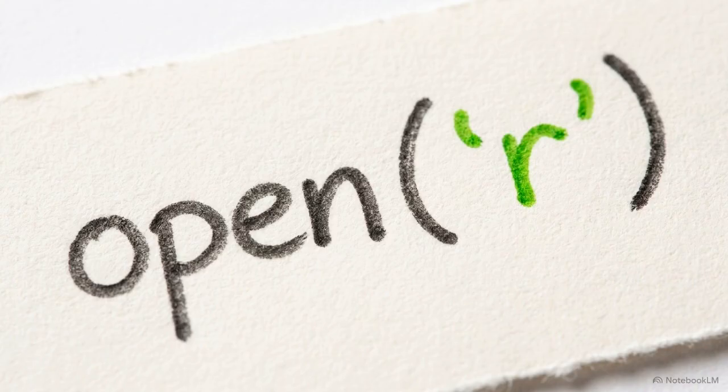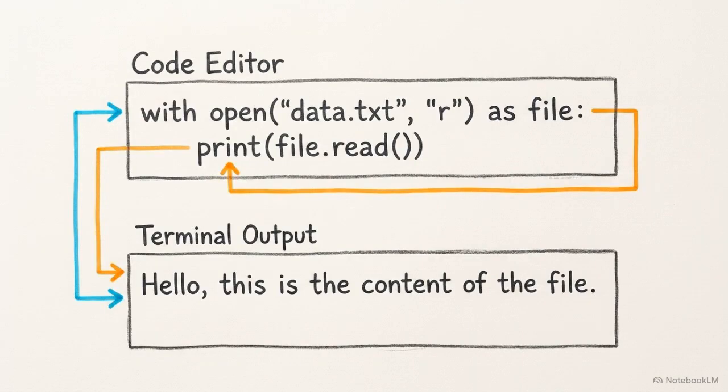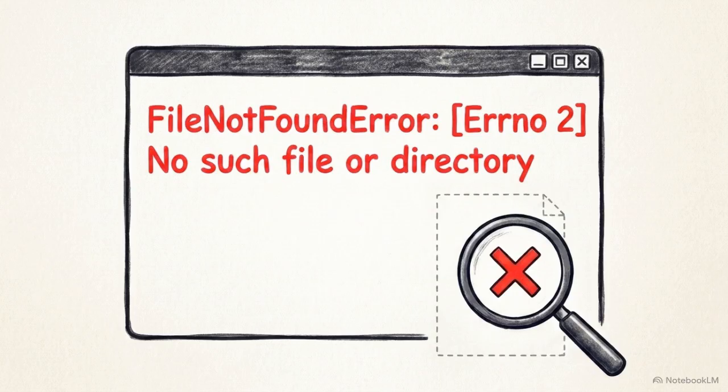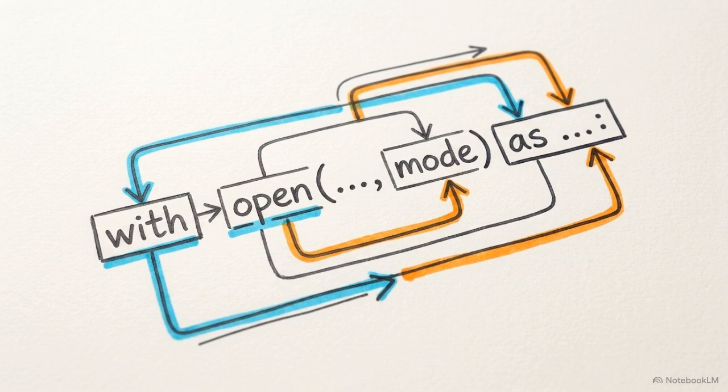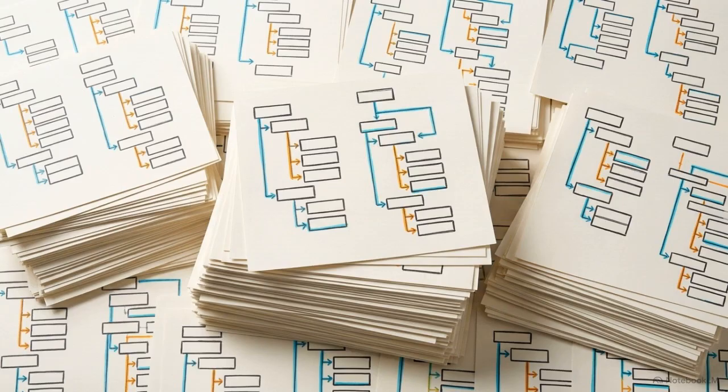Now change the W to an R for read mode. Add a print statement inside the block, and the script pulls the text straight from the log file back into your console. If you try to read a file that does not exist in the designated path, Python raises a file not found error exception and stops the script. This combination of specifying a mode and wrapping it in a with statement is the exact blueprint you will use for all file operations in Python.